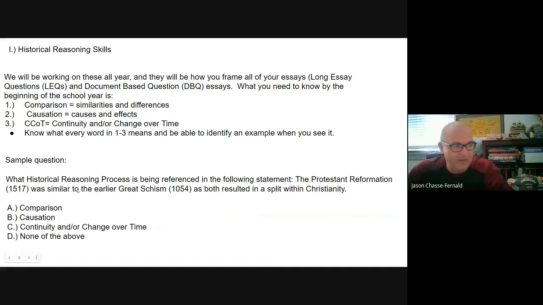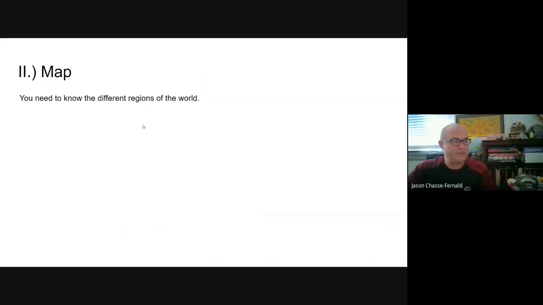Now, all the questions will not include a dead giveaway, right? So be able to recognize these skills being applied when you see them, and be able to properly match them up to the other one. All right.